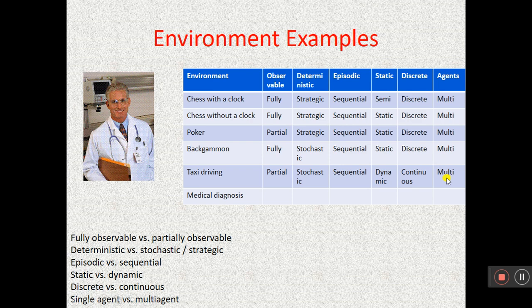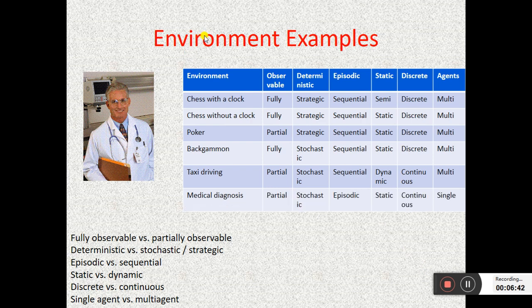Medical diagnosis, if you have to diagnose any patient, what type of environment would this be? Is this fully observable? No, this is partially observable. This is episodic. This is also static. This is continuous. You have to observe a patient continuously. And this is single agent. You will have a single patient in front of you.